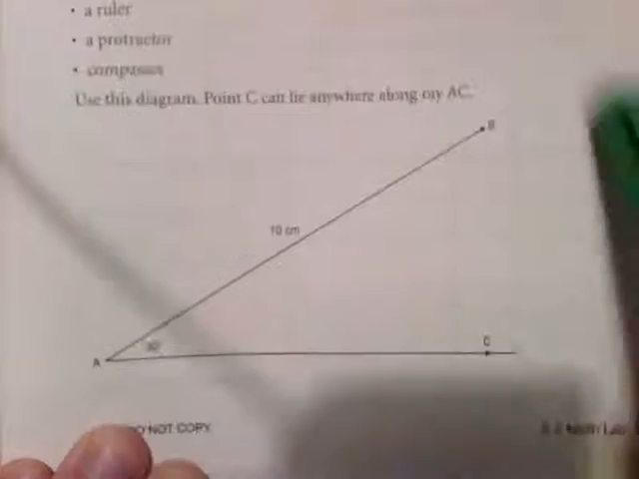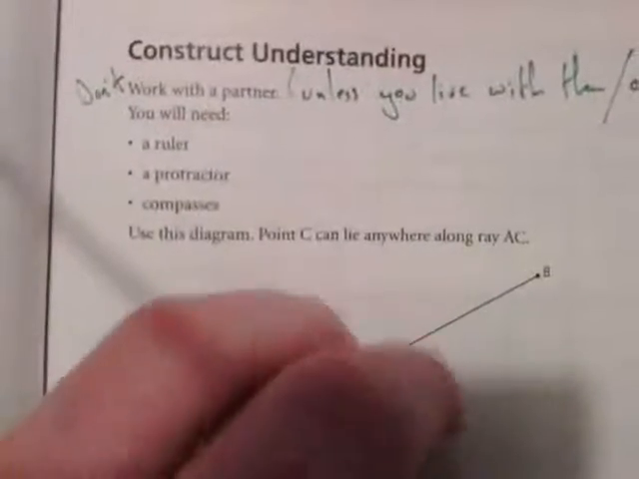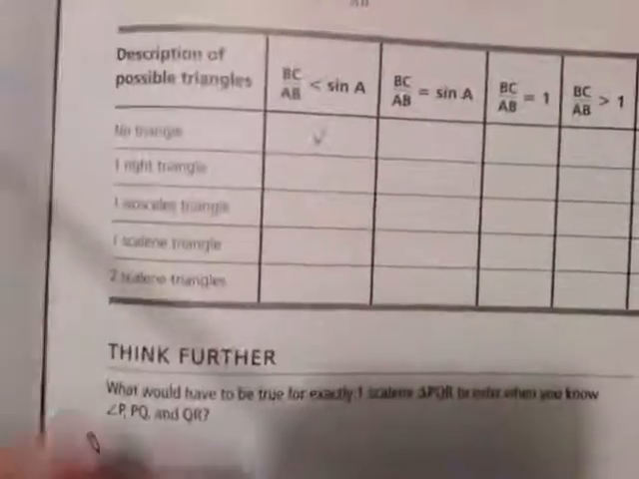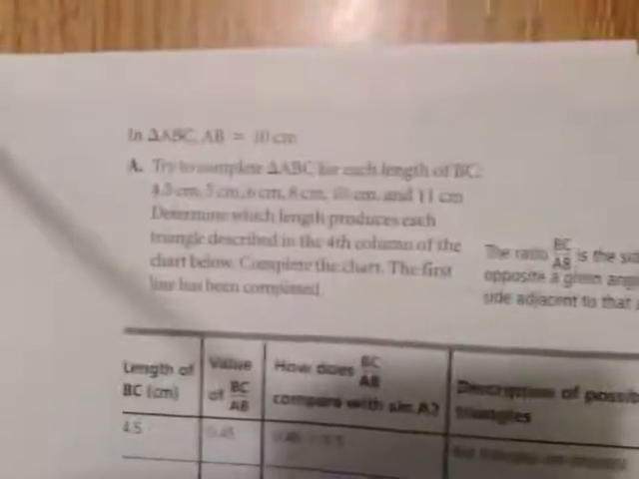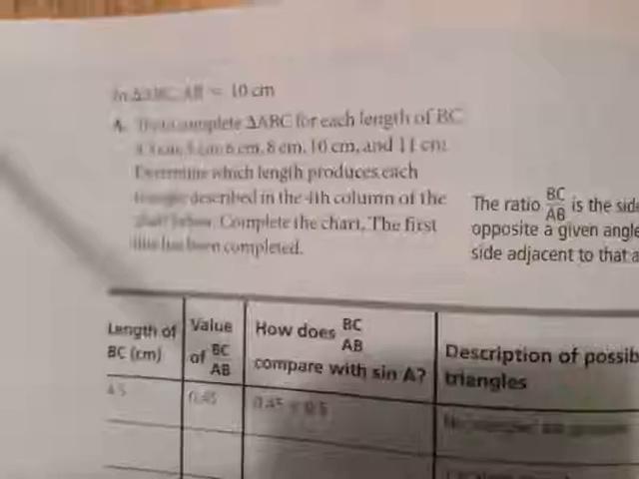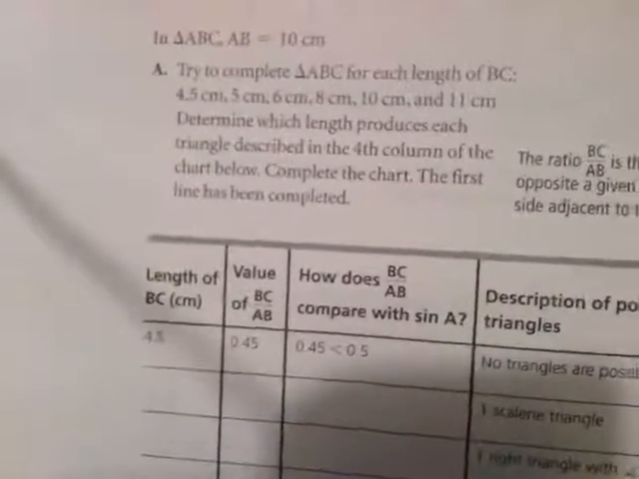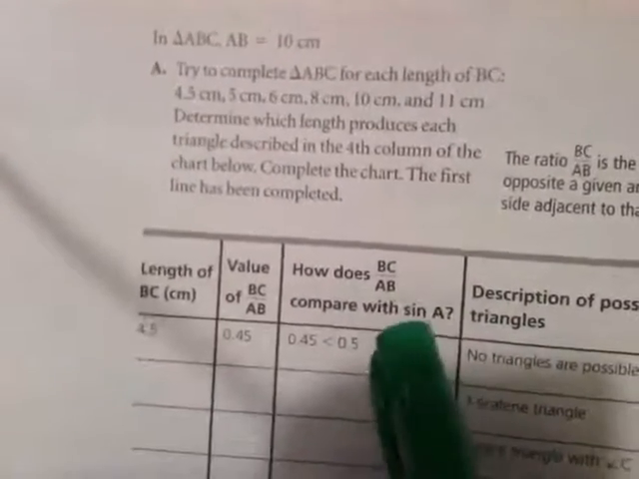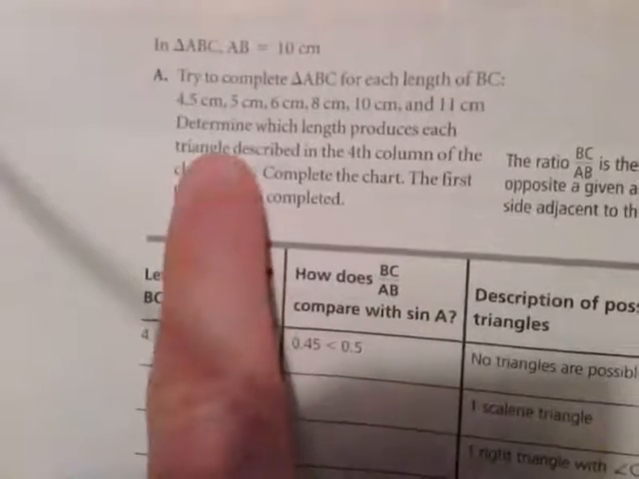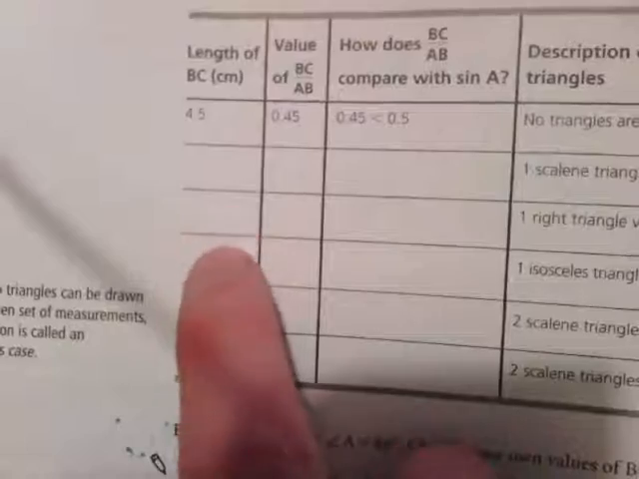Now, this isn't just a standalone question. This is the setup for here. So AB equals 10, which is what was given on the previous page, right? Now it says try to complete ABC for each length of BC: 4.5, 5, 6, 8, 10, and 11. You're going to complete this chart.